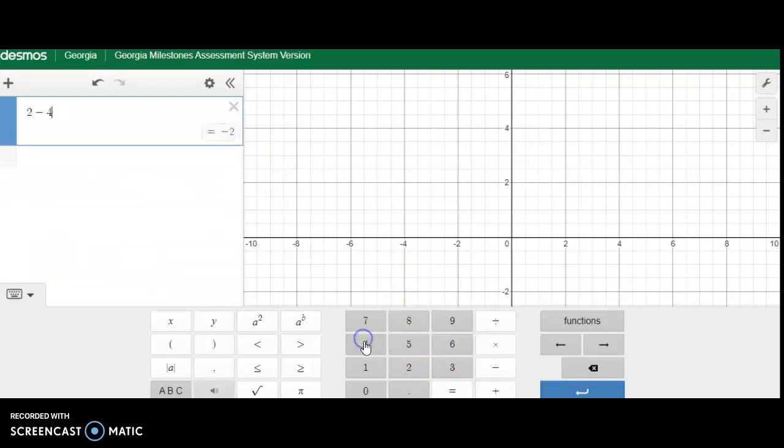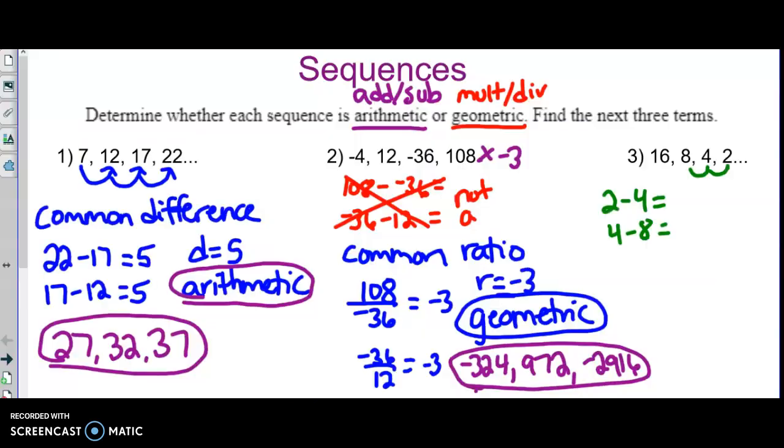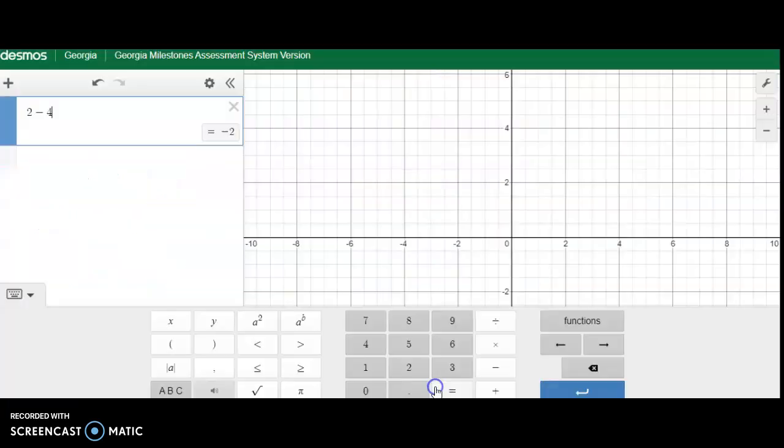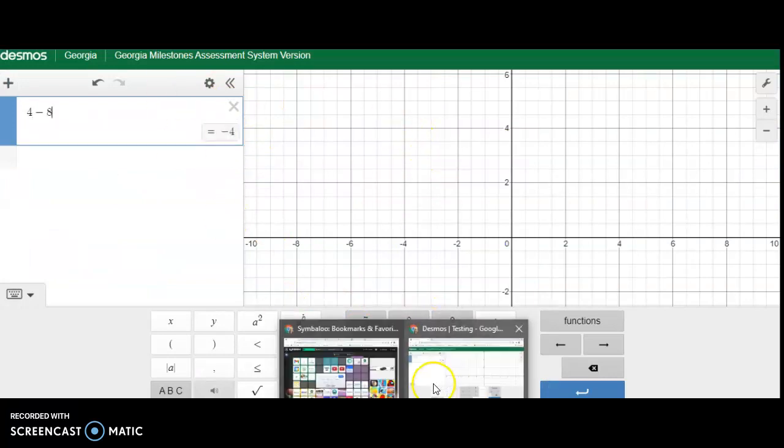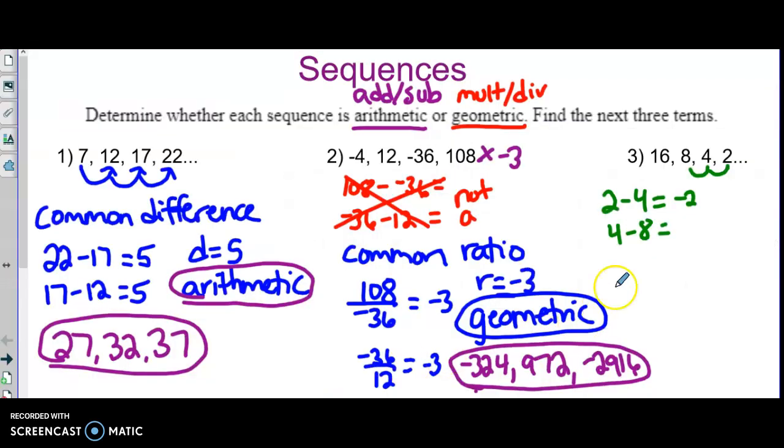2 minus 4 is -2. 4 minus 8, well, I think a lot of you can probably already see that this isn't going to work. 4 minus 8 is -4. When we tried our common difference, we did not get the same thing each time. So that means that it is not arithmetic, right? So now let's try geometric.